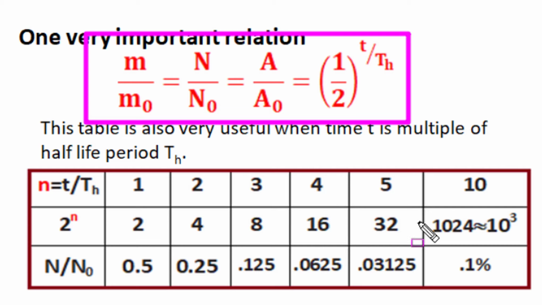In 5 half-lives it is 1/32 or just 3.125%, and in 10 half-lives it becomes just 1 millifraction or 0.1%. Practice of some numerical questions will make application of this expression quite friendly.